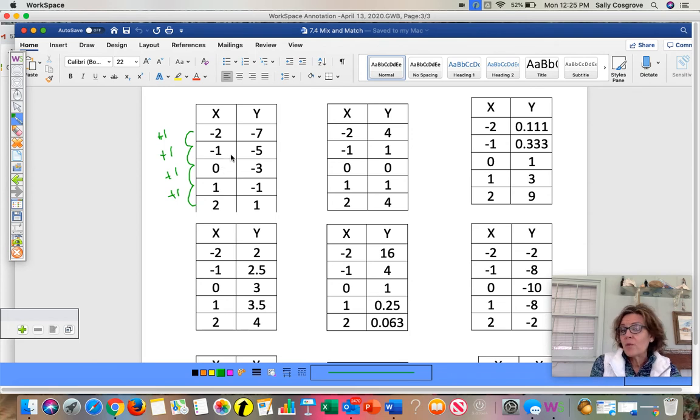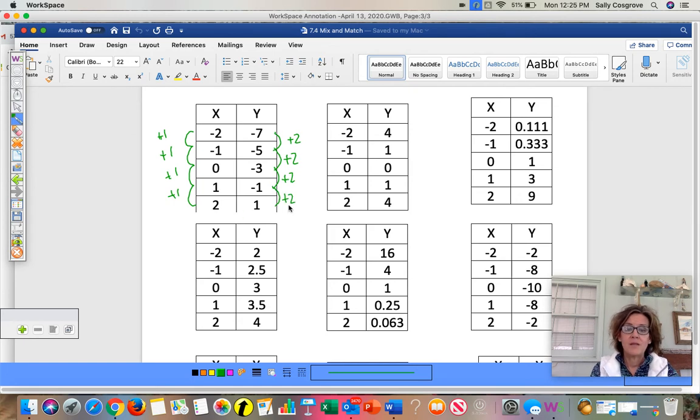So first of all, we're going to check for first differences every single time. Are we adding or subtracting the same thing? So let's look. From -7 to -5. Well, that's increasing by 2. From -5 to -3, plus 2. From -3 to -1, and from -1 to +1.